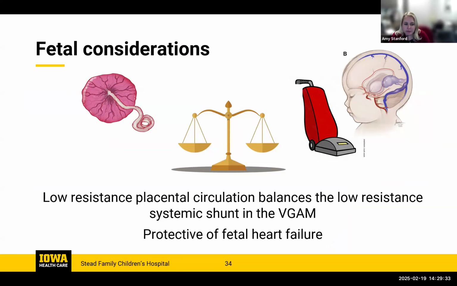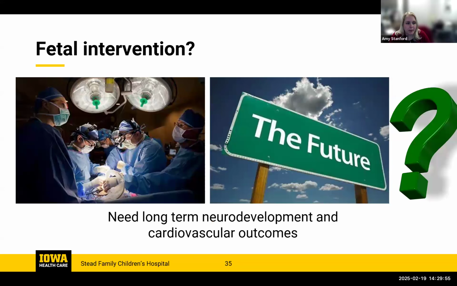And finally, remember I spoke earlier about how in the fetal period, the low resistance placental circulation balances the low resistance systemic shunt in vein of Galen, which is likely protective of the fetus from heart failure. It's not until after birth that we see those changes in systemic and pulmonary vascular resistance that lead to significant hemodynamic changes in the early neonatal period. What if we're able to intervene before that happens? Boston Children's Hospital and Brigham and Women's Hospital have performed a successful in utero embolization of vein of Galen as part of a clinical trial.